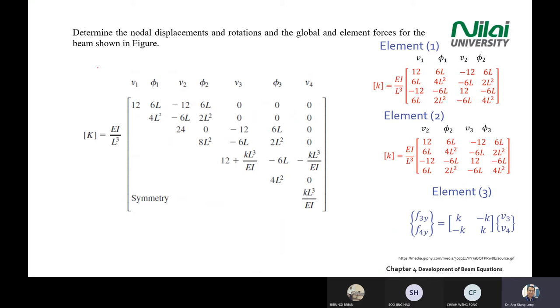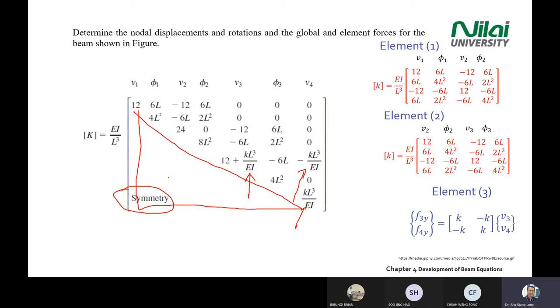All right, so I'm showing you the answer. When you import everything, you will get the K matrix global in this form. That's why you're seeing this one. And remember, in your answer, don't use symmetry. You need to copy the full answer for these sides. Symmetry means it's a mirror of the top one. Okay? This is your mirror axis.